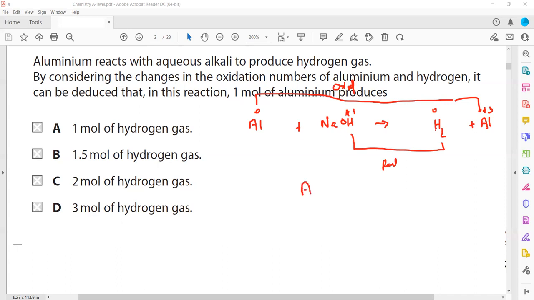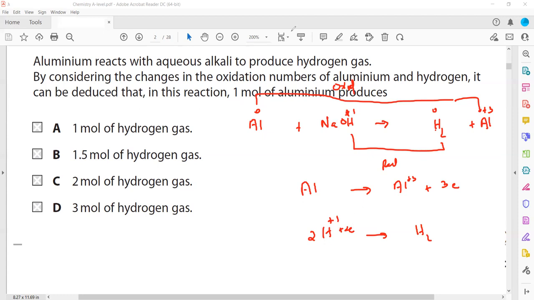So for aluminium, to convert into aluminium ion means it is losing 3 electrons. And for hydrogen, plus 1 to change to a hydrogen atom or a hydrogen molecule, H2 is produced. So one hydrogen should gain 1 electron, but there are 2 hydrogens, so they should get 2 electrons to be a hydrogen molecule. Now, to write a balanced equation, the number of electrons lost by one should be equal to the number of electrons gained by the other.